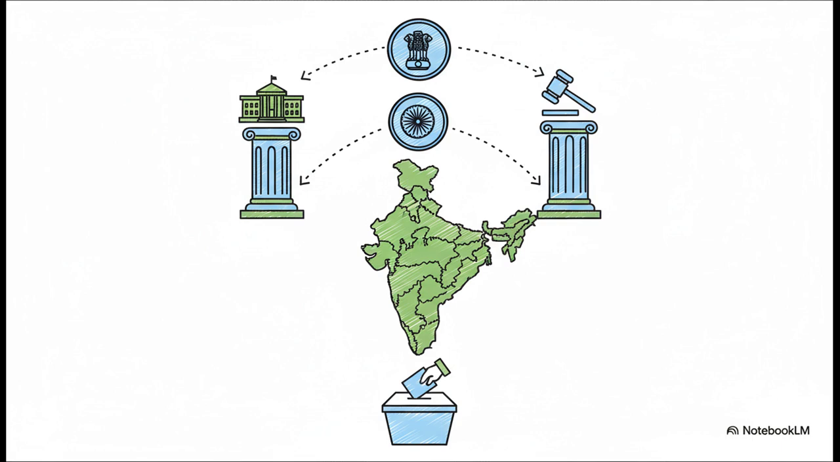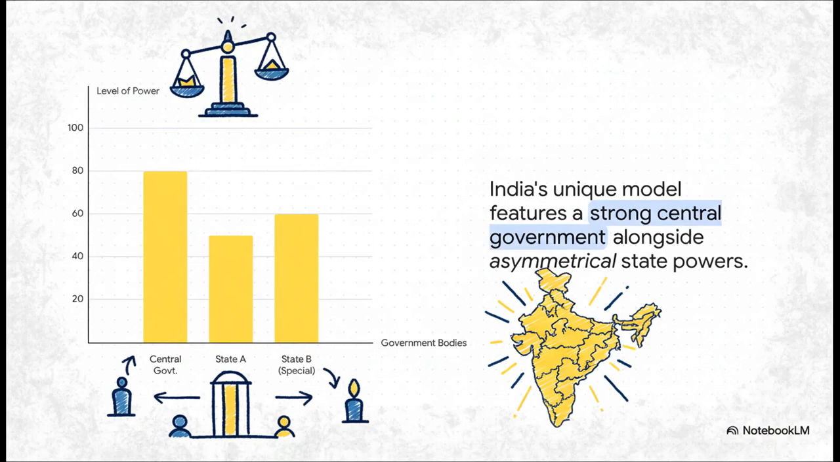Basically, the Constitution lays out clear lists of who does what. The central government takes care of the big national stuff, like defense and foreign policy. The states handle more local issues like policing and agriculture. And then there are some things, like education, where they both have a say. But what's really unique about India's model is that it's designed with a very strong central government, which gives it a lot of sway.